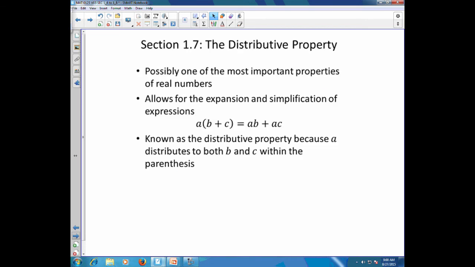So the next thing is known as the distributive property. It's probably one of the most important properties of real numbers in dealing with these types of equations. It allows for the expansion and simplification of expressions. So what it really is, is multiplication over addition, right? So we've got a times (b plus c). And so when we distribute this, we have a times b plus a times c. The number in front of the parentheses will distribute to each term within the parentheses. Hence, it's called the distributive property.